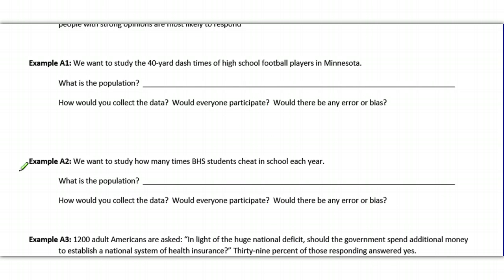In the first example, we want to study the 40-yard dash times of high school football players in Minnesota. First question asks, what is the population? And the population is who we're dealing with. It's looking at who we're trying to study. And in this case, who we're trying to study is high school football players, and in particular ones that are in Minnesota. So this whole piece right here, the high school football players in Minnesota, that's our population. That's who we want to study.